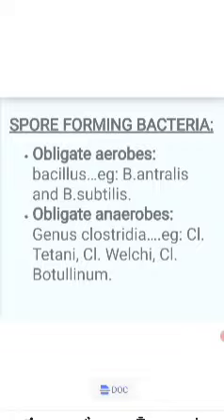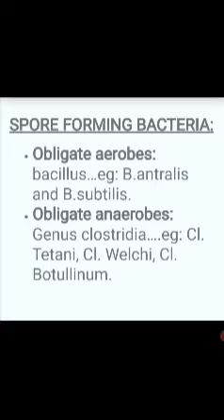Now comes the spore forming bacteria. The spore forming bacteria are obligate aerobes and obligate anaerobes. Obligate aerobes can be Bacillus, for example B. anthracis, B. subtilis, and obligate anaerobes can be genus Clostridium, for example Clostridium tetani, Clostridium welchii, Clostridium botulinum.